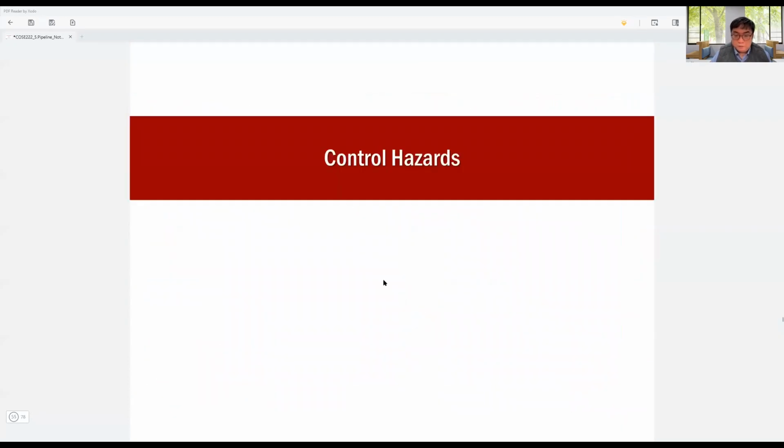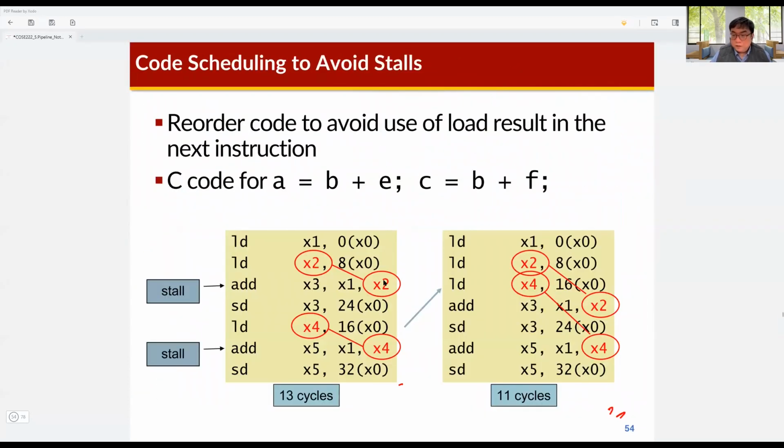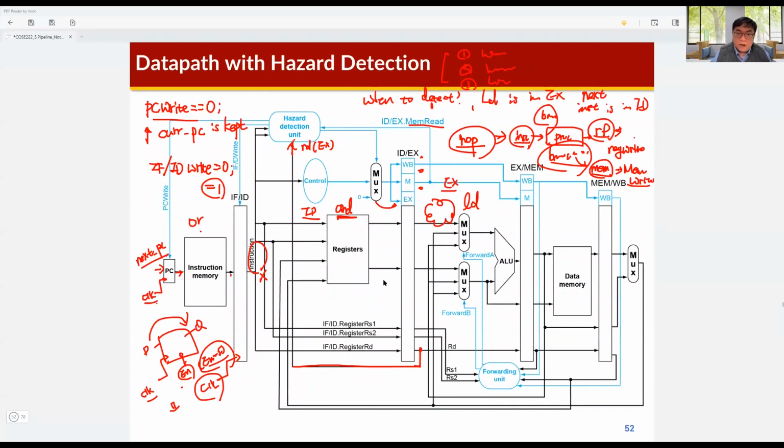So we learned about the load use hazard, and we learned how to implement the hazard detection unit. Actually, this is a very important topic, so you need to understand how to implement this hazard detection unit.